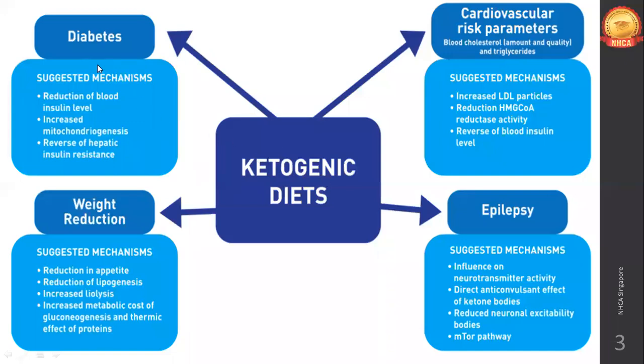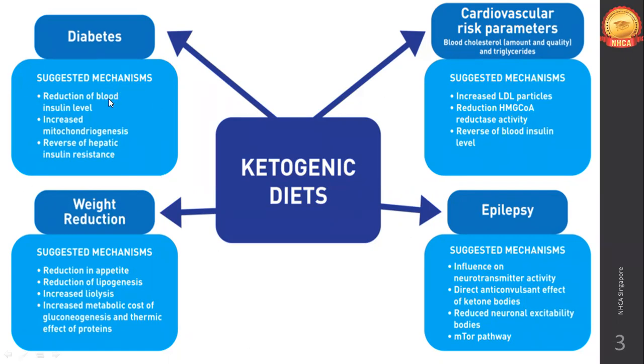So for people who suffer from diabetes on a ketogenic diet, it is seen that there's a reduction in blood insulin level, increased mitochondriogenesis, too many mitochondria produced in the cell, and reversal of hepatic insulin resistance.